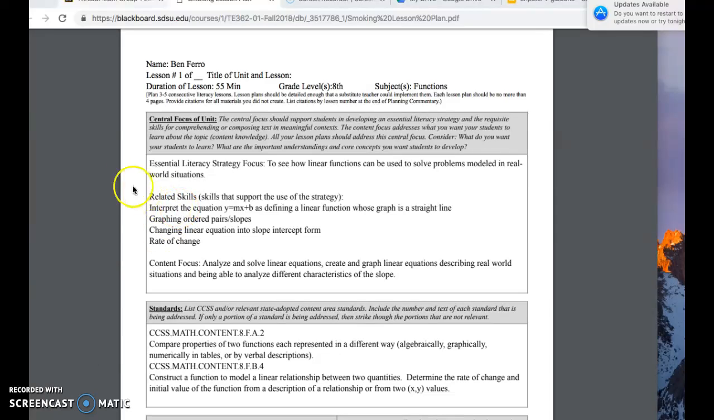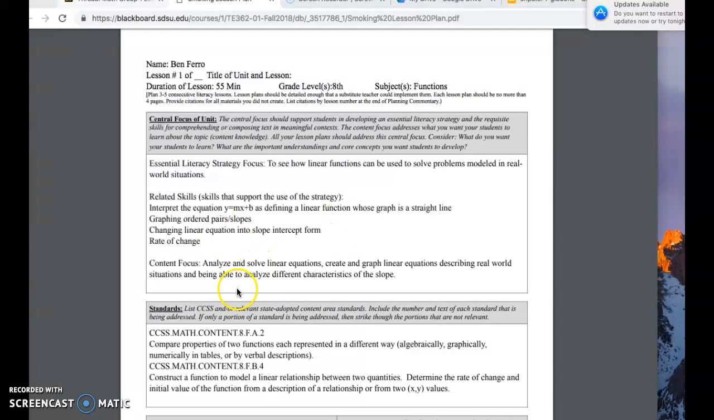All right, today we're going to discuss the lesson plan that me and my group have created. So basically, we're trying to see how linear functions can be used to solve problems and model a real-world situation. Skills that the students are going to need are understanding y equals mx plus b, having a good understanding of the coordinate plane and how to plot ordered pairs, and rate of change.